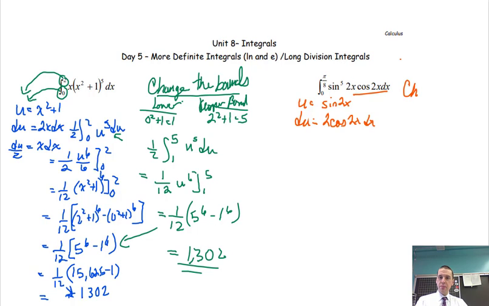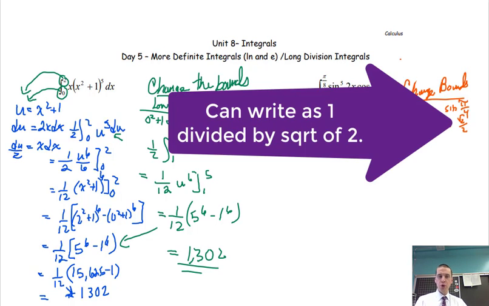We're going to change the bounds just to make our lives easier right away. So our lower bound is sine of 0, and our upper bound will be sine of pi over 4. How did I get pi over 4? I multiplied pi over 8 by 2. Sine of 0 is 0. Sine of pi over 4 is square root of 2 over 2, or 1 over square root of 2, either way.